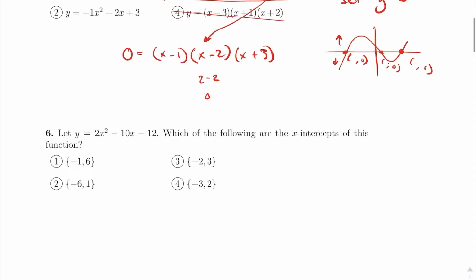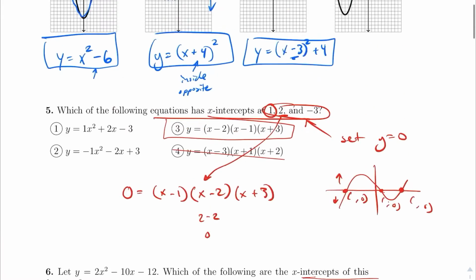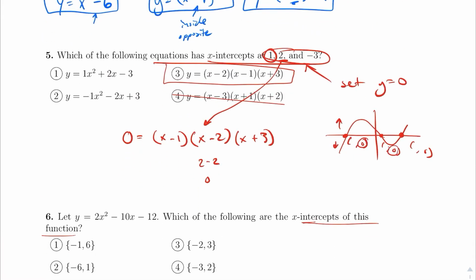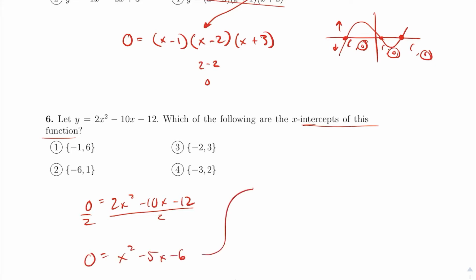Okay, let y equal 2x squared minus 10x minus 12. Which of the following are the x-intercepts of this function? So x-intercepts have a y-coordinate of 0. So we're going to start by making y equal to 0. To solve this equation, we can divide by 2 on both sides. That gives us 0 equals x squared minus 5x minus 6.